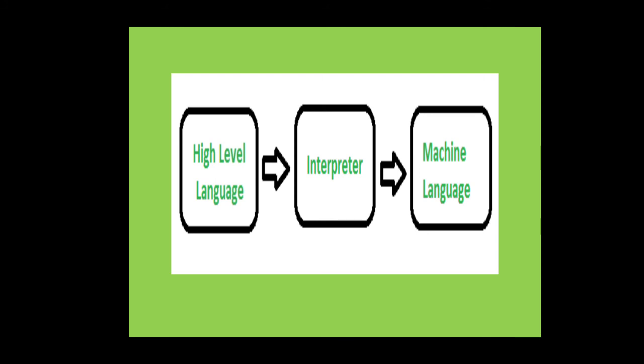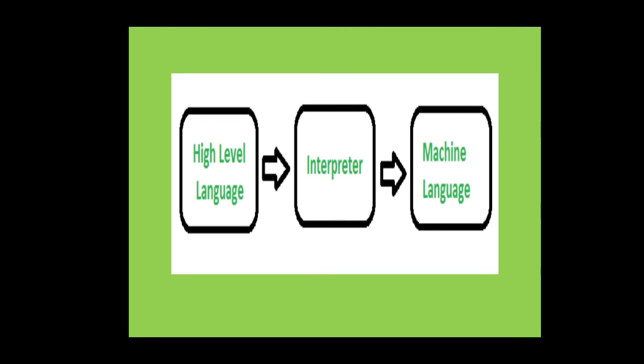For example, if your maths teacher is explaining a sum, without a step by step process you will not get the answer in a single line. Only with the step by step process, by solving each and every line correctly, you will get the final answer correctly. So this is an example of the interpreter.